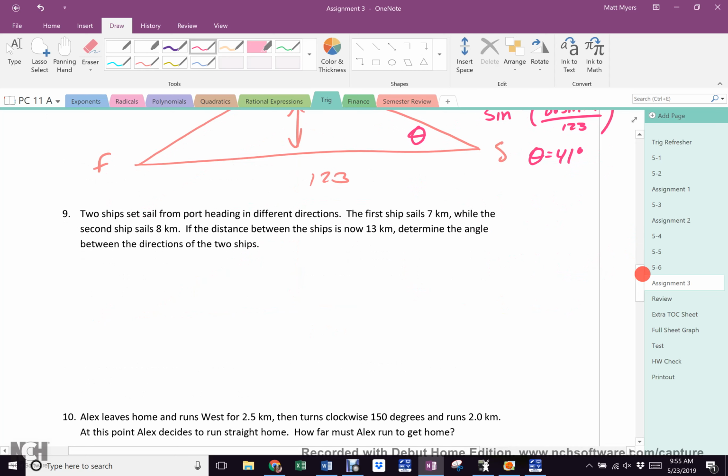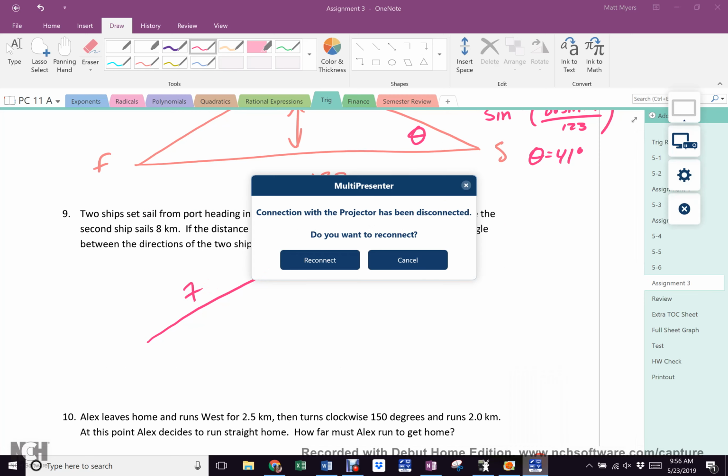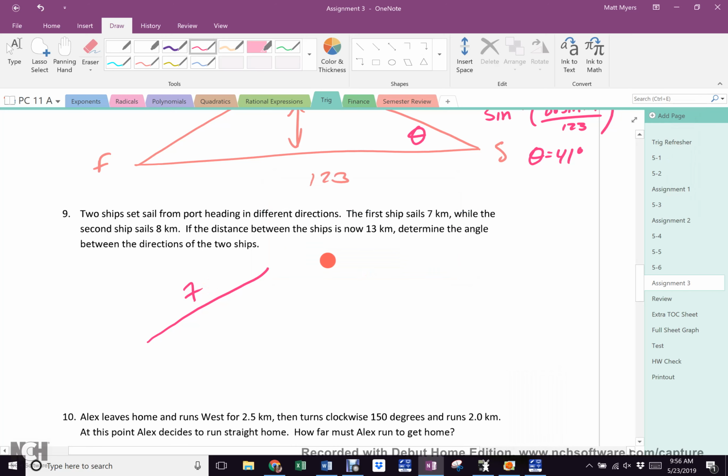Yeah. Two ships sail off in different directions. I know it's blue. 7, 8, 13. What's the angle here? What is this? What is this? Cos or sine law? Cos. Cos law the way it's written, or cos law moved around? Moved around. This is the angle I want, so that is C, correct?